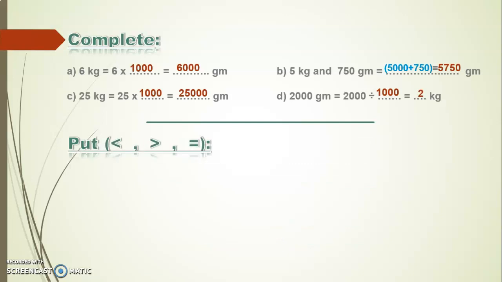Put smaller, greater, or equal. 8 kilograms, the other side is 1008 grams. I can't compare between two different units. I have to convert the kilogram to gram. So 8 kilograms is 8,000 grams. The other side is 1008 grams. Which one is the greater? 8,000 grams.